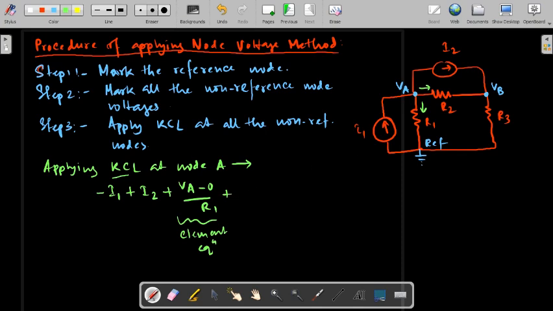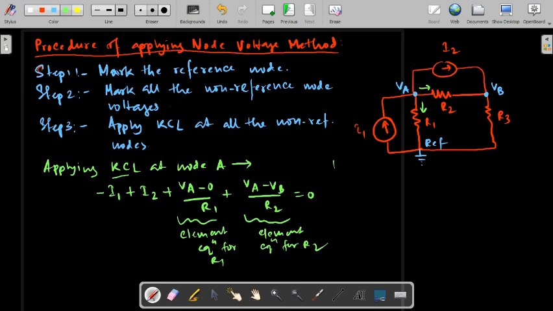Then again, the current flowing through R2 is going out of the node VA, so the current is positive, and by applying the element equation the current will be VA minus VB by R2. So this will be your KCL equation. This is the element equation for R1 and this is the element equation for R2. Similarly we can apply KCL at node B.